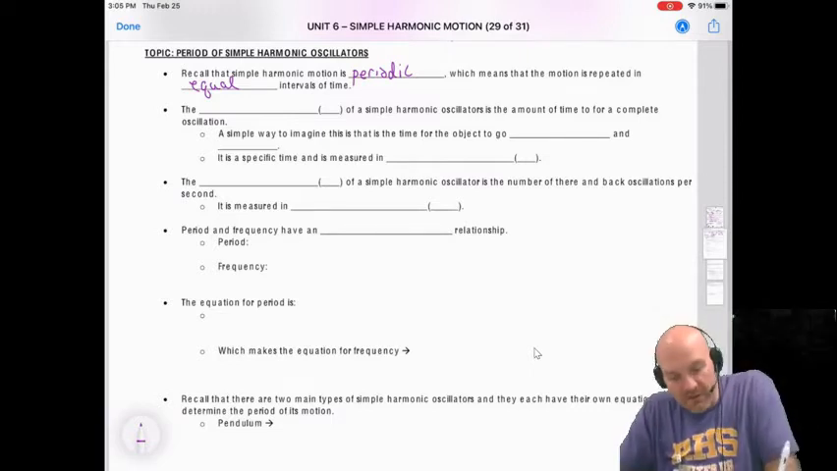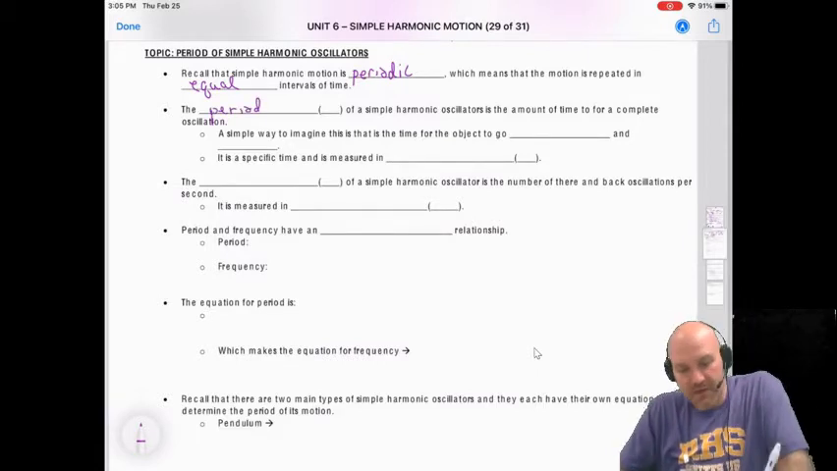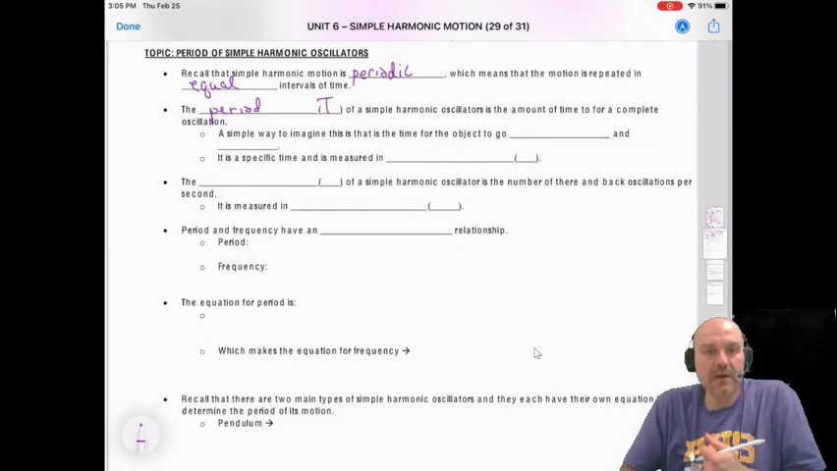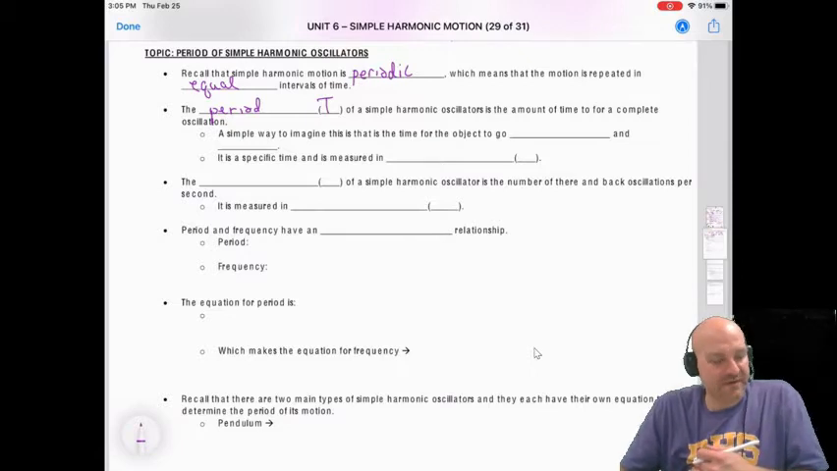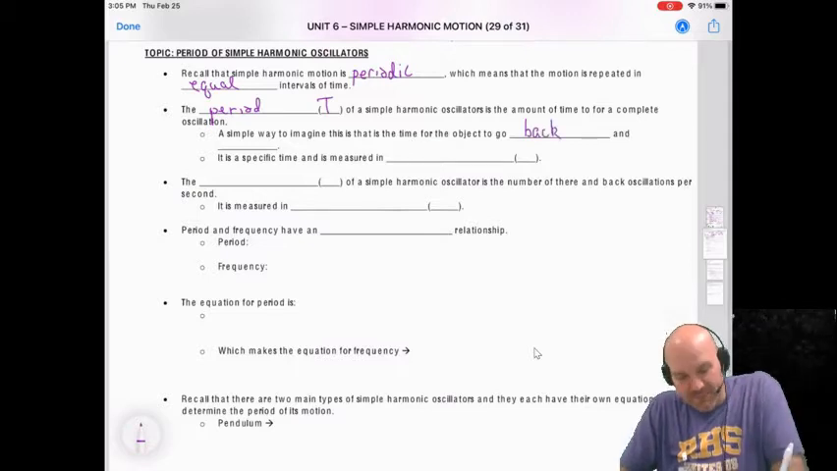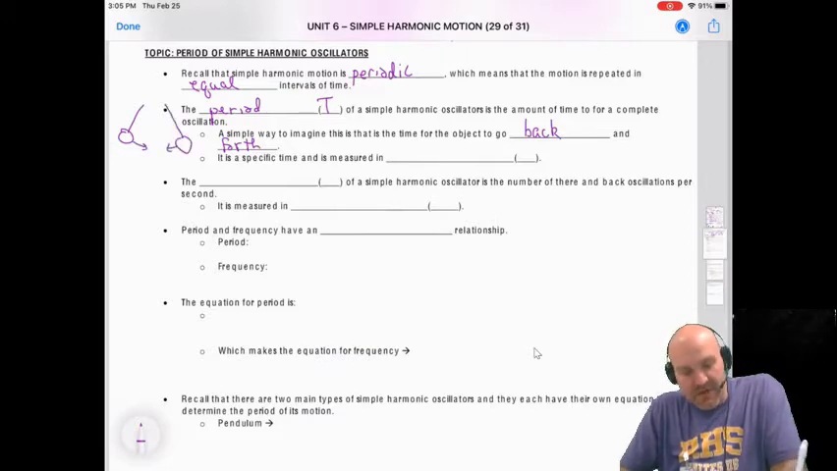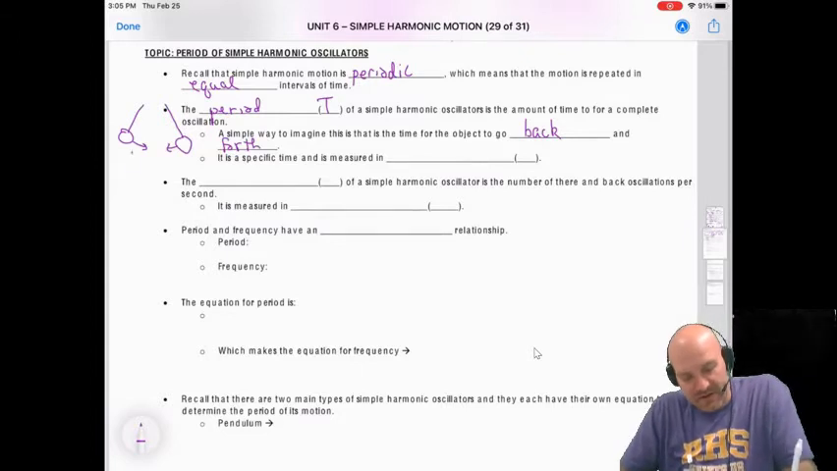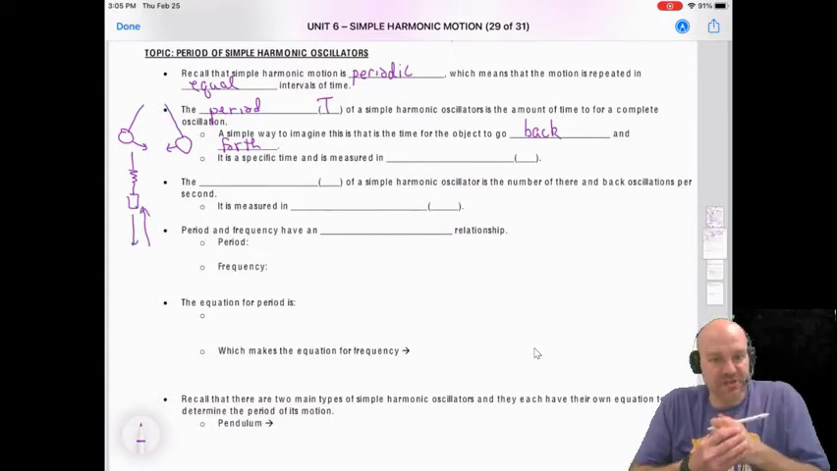Now the period, which is abbreviated capital T, of a simple harmonic oscillator is the amount of time required for a complete oscillation. And a complete oscillation is to go back and forth. So if it's a pendulum, it's to go from one extreme to the other and then back to the original. If it's a spring, it's down and up. So it's going to go down, come back up to that original position where you started.